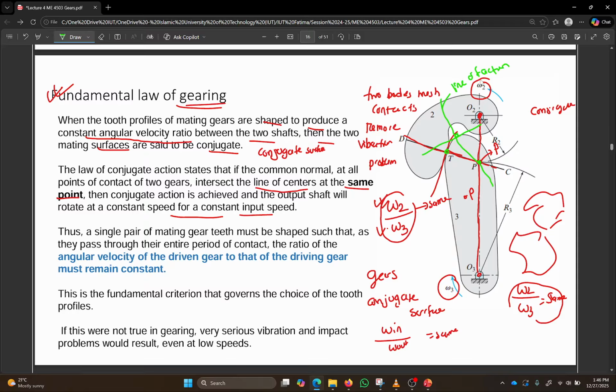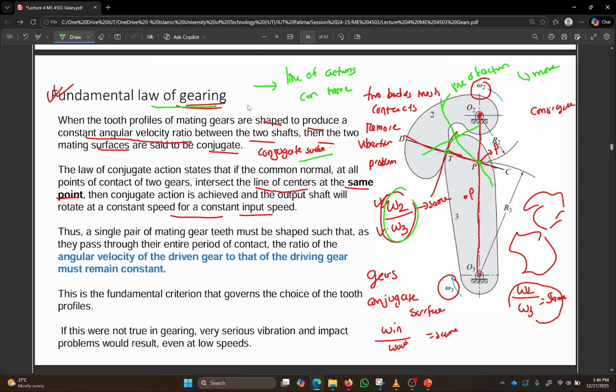So the line of action for conjugate surfaces can move as long as they cut the line of centers at the pitch point. The line of action can move, can change locations, but you still ensure that the input by output velocity ratio is the same. It can follow the law of gearing, but the line of action can still move.